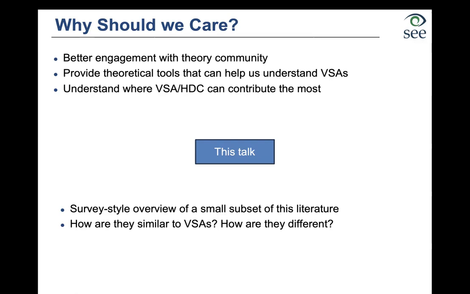And then finally, this will help us understand what it is that VSAs really stand to contribute to this broader paradigm. So the goal of my talk today is to give you a survey-style overview of a very, very small subset of this literature. There are literally millions of papers written about this, and I will only be able to cover a tiny, tiny slice of everything that is out there. But hopefully it'll give you a sense of what these different paradigms are and how they're similar to VSAs.